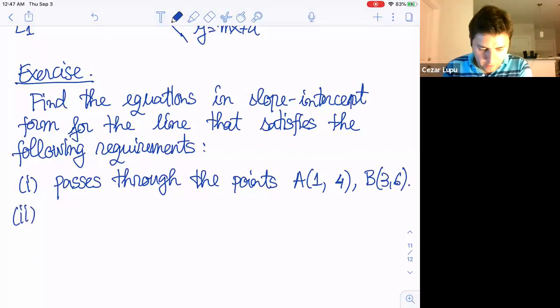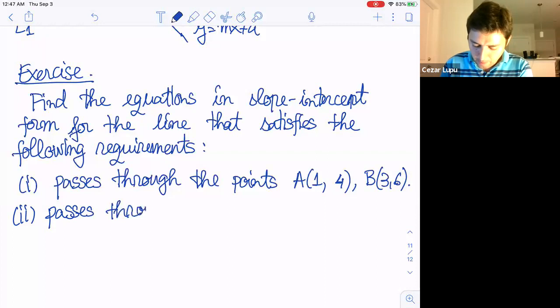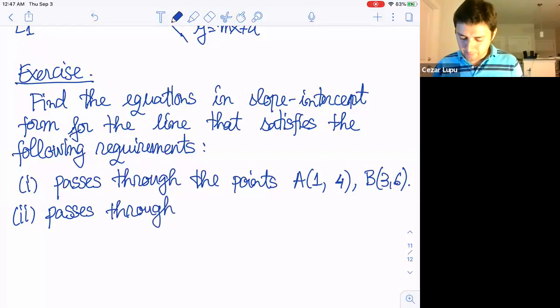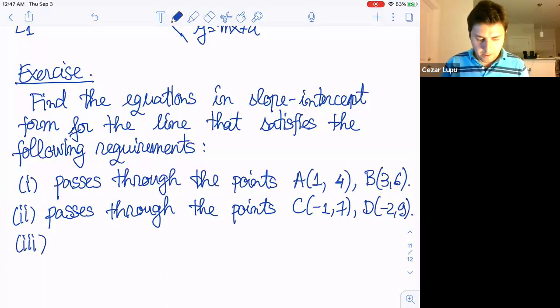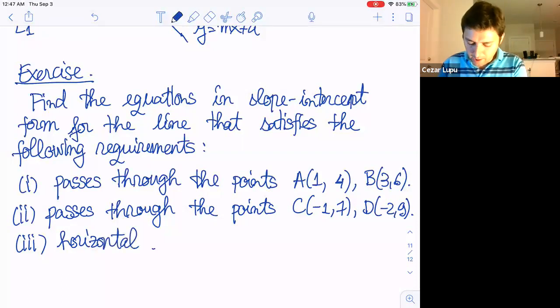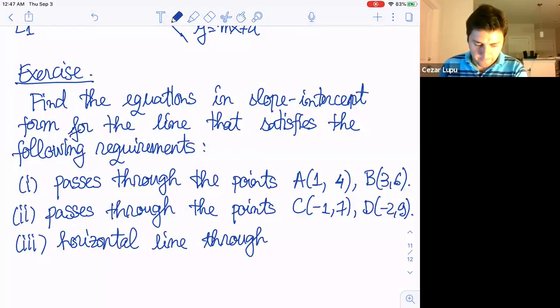Then the second one passes through the points C of coordinates -1 and 7 this time, and D with -2 and 9. Three, a horizontal line through -2 and -5.